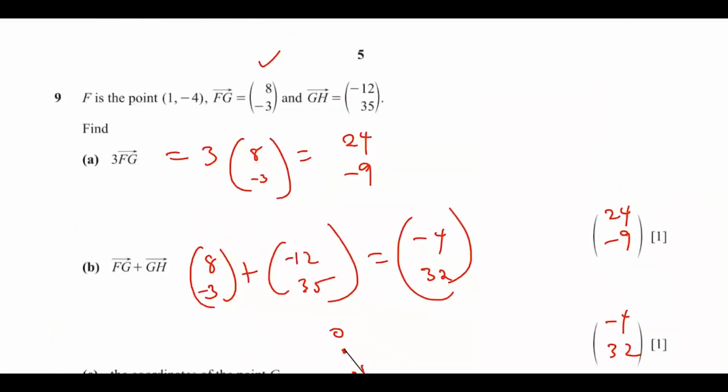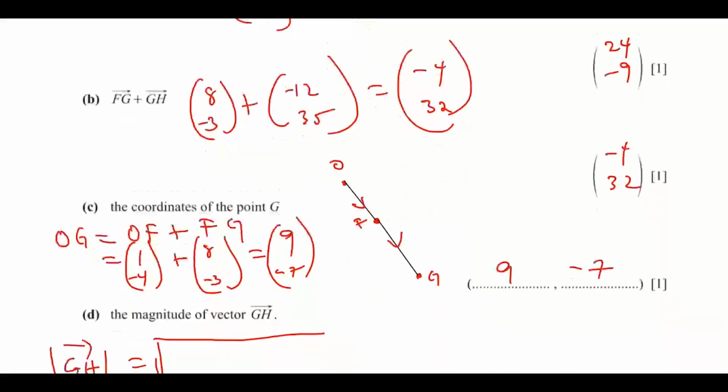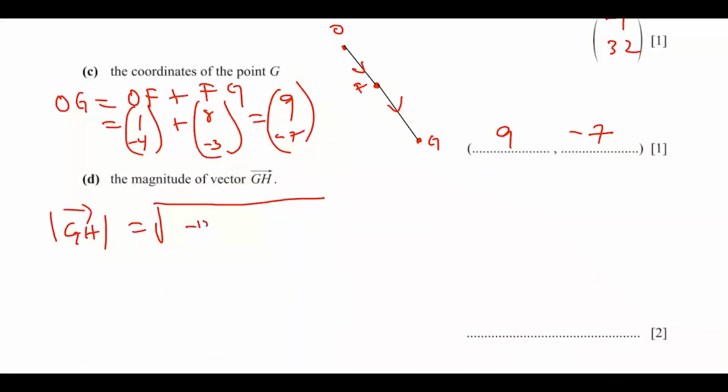So that will be -12 squared add 35 squared, minus 12 squared add 35 squared. So you need to be very careful. This has to be within a bracket. So if you input this, you should get 37 as your answer.